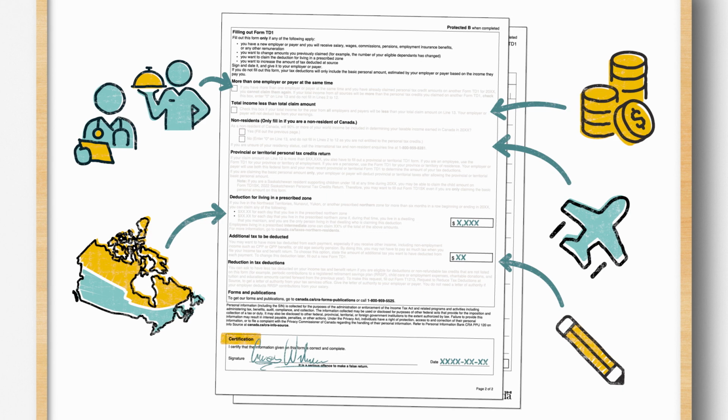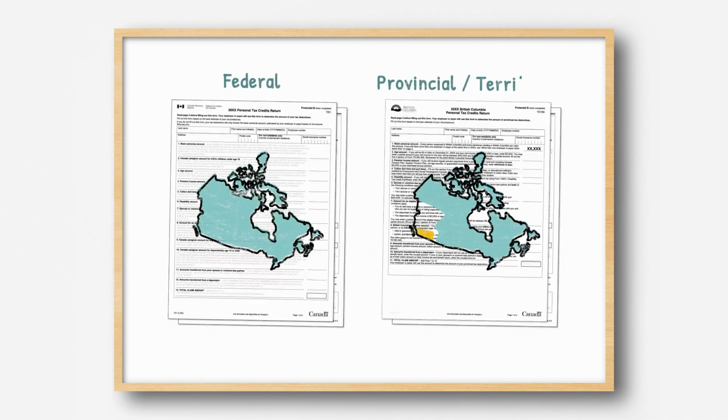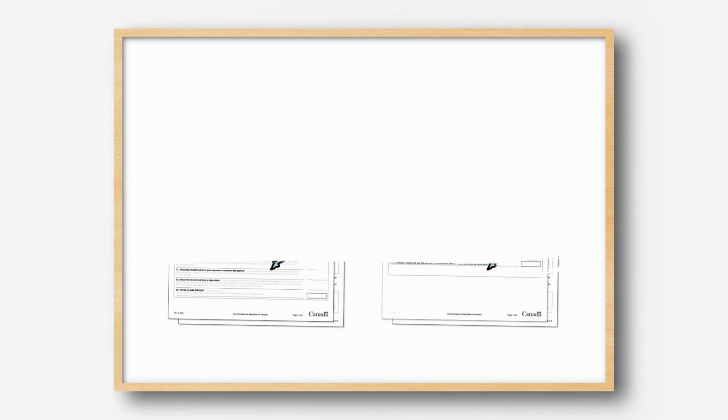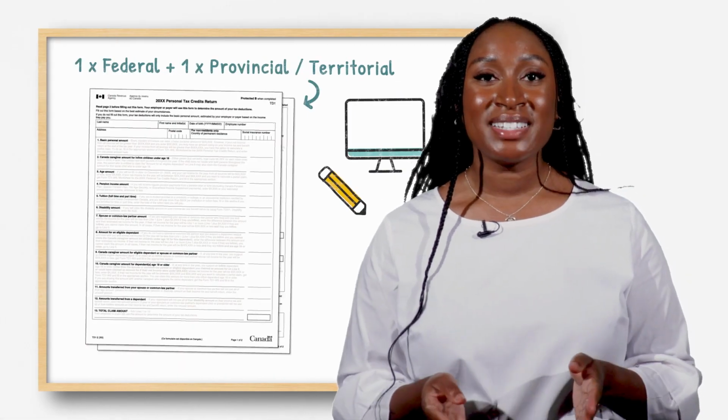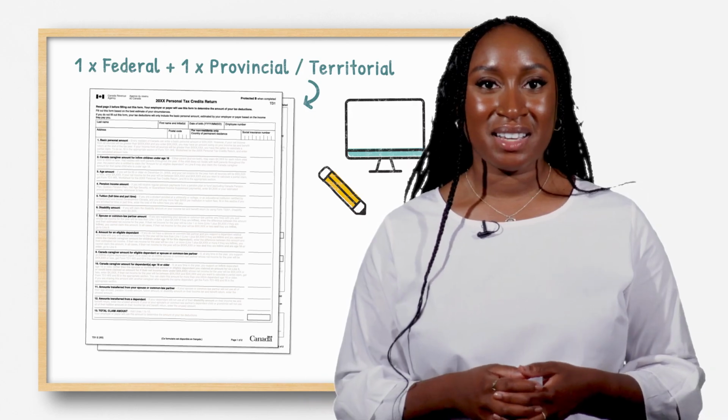If you have multiple jobs, it's important to know that you can't claim tax credits on more than one TD1 form if you're earning more than your claim in section 13. And remember that you will also have to fill out separate provincial or territorial TD1 forms. Once the form is signed, you can hand it back to your employer and you're done. You don't need to send it to the CRA.